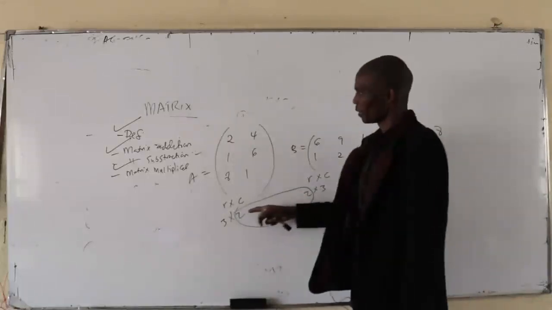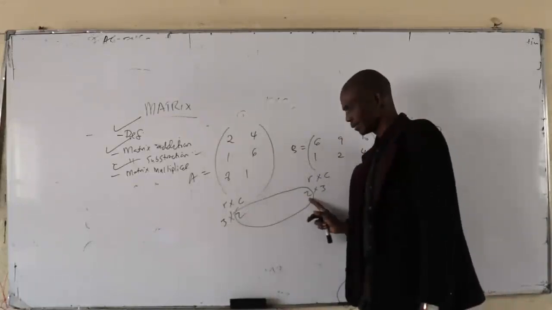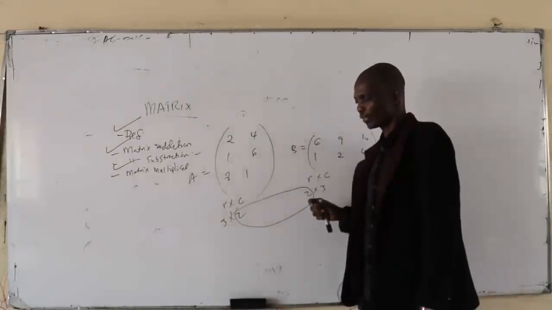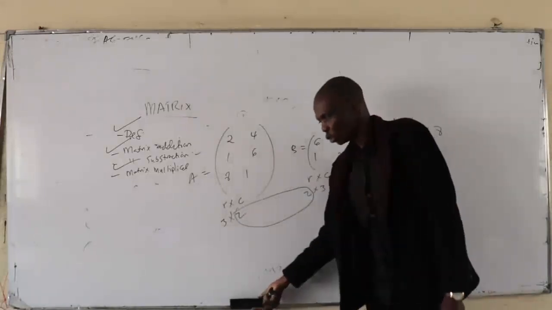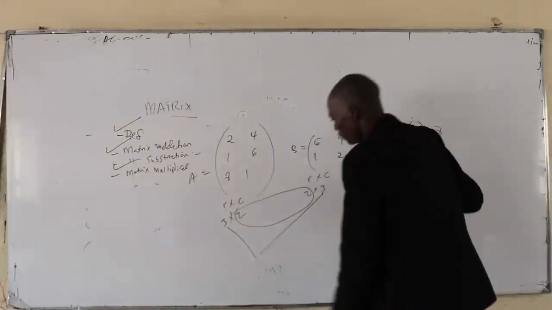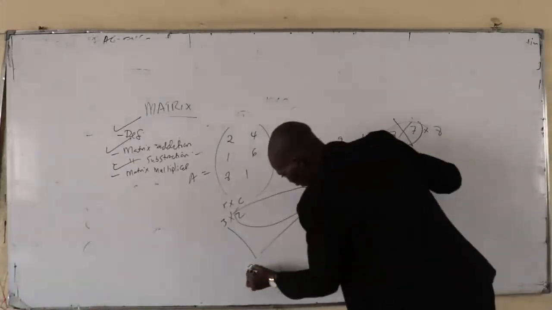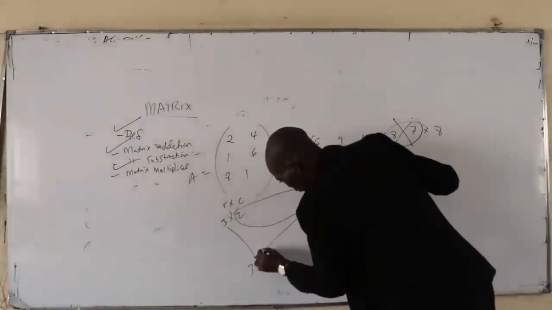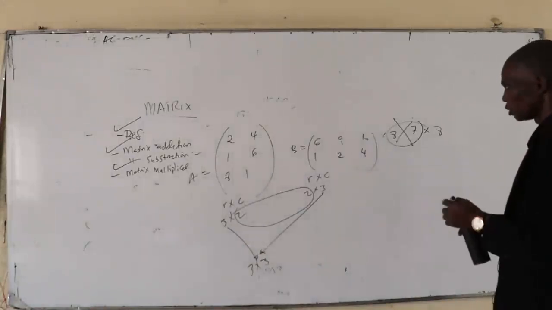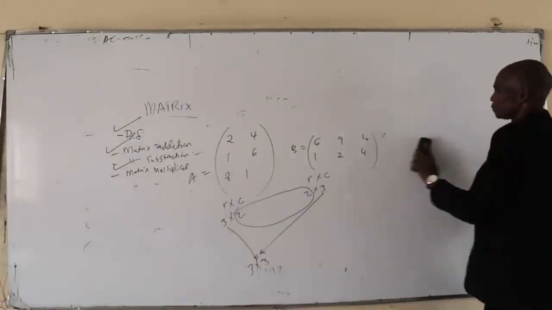The number of columns in the first matrix is the same as the number of rows in the second matrix, and therefore such matrices are compatible for multiplication. So as I've said, the resulting matrix will be of the order 3 by 3. Now let's see how we proceed in doing the multiplication. We shall proceed in this manner.